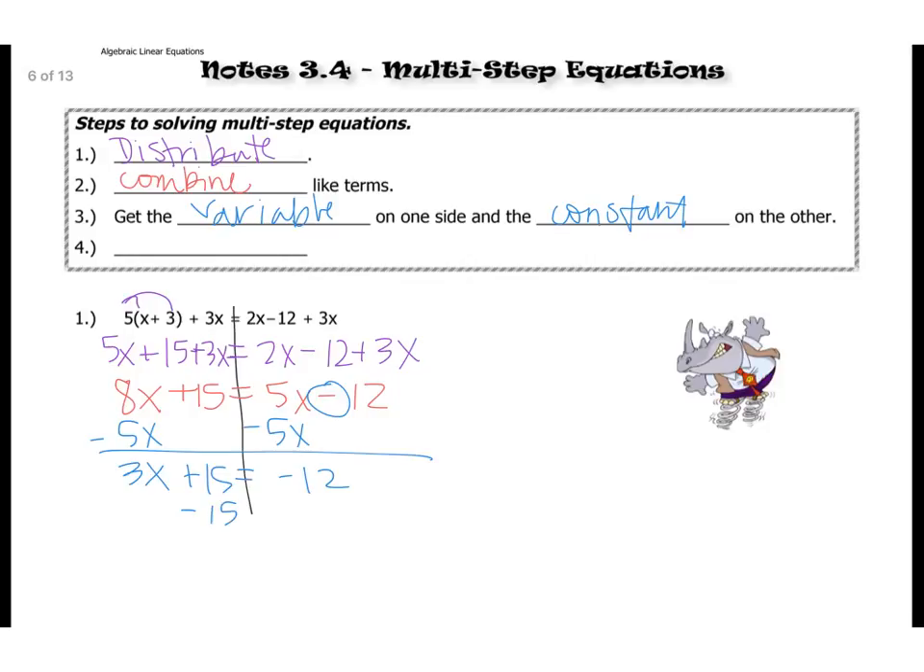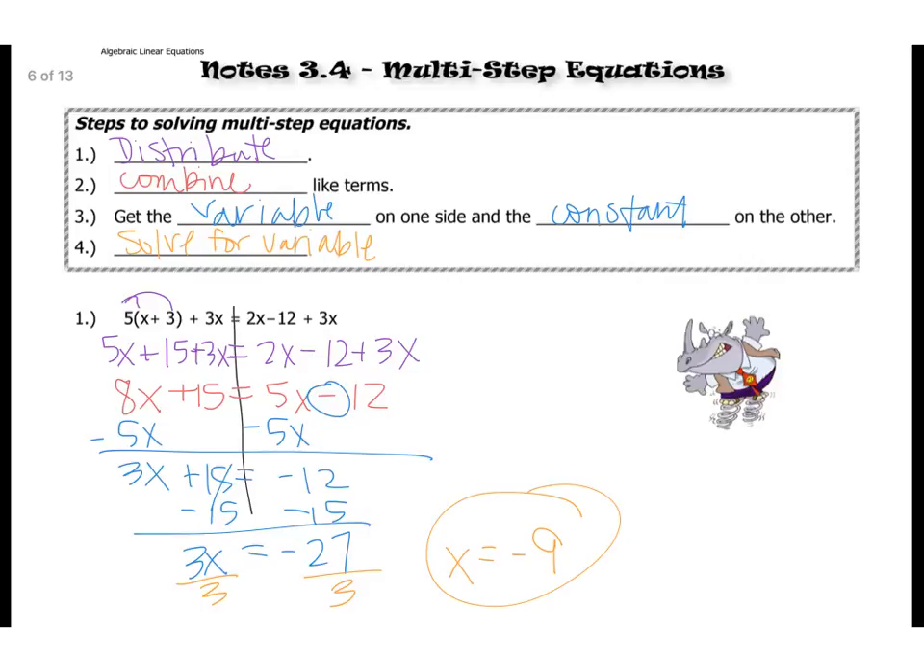Now we're going to get the constant on one side. So now we have 3x equals negative 27. And the last part is solve for variable. So to solve for variable, 3 times x equals negative 27. So we do the opposite of multiply and we divide. So x equals negative 9.